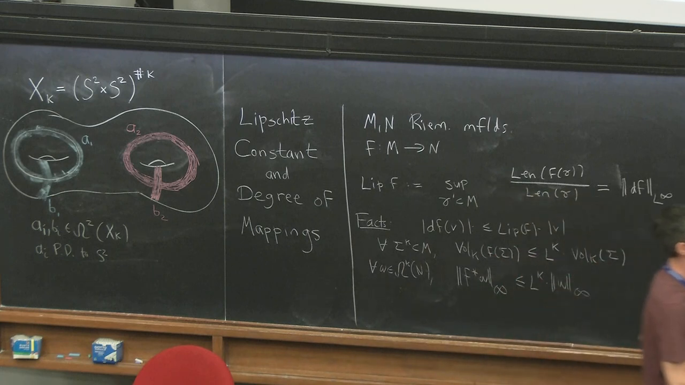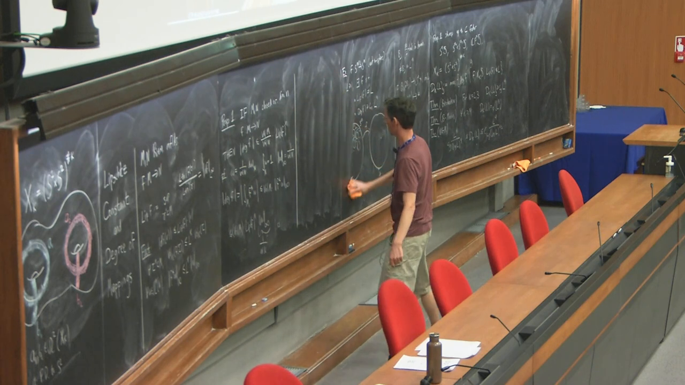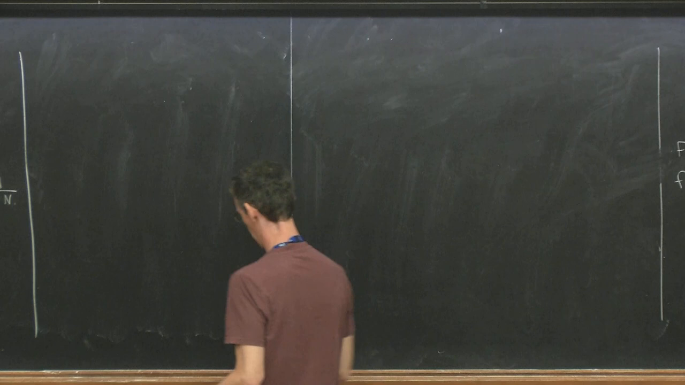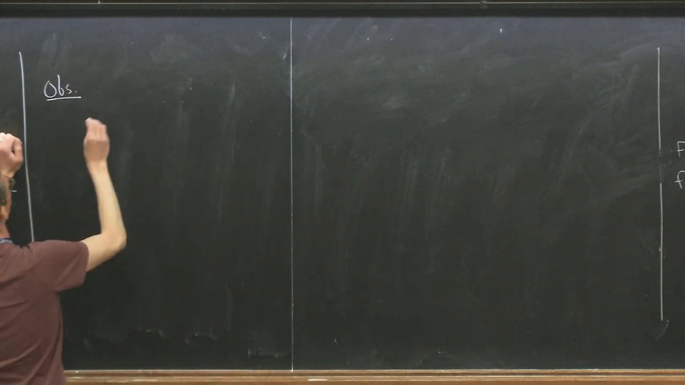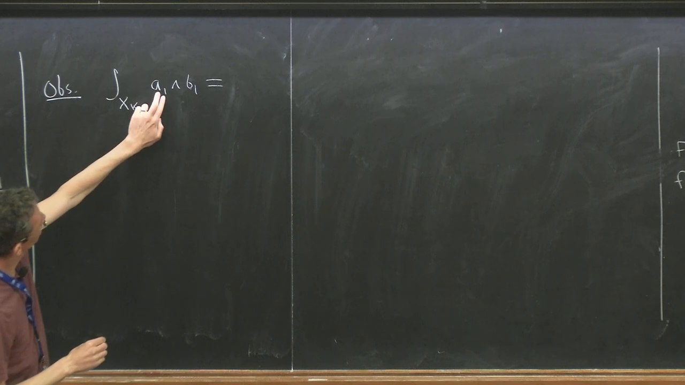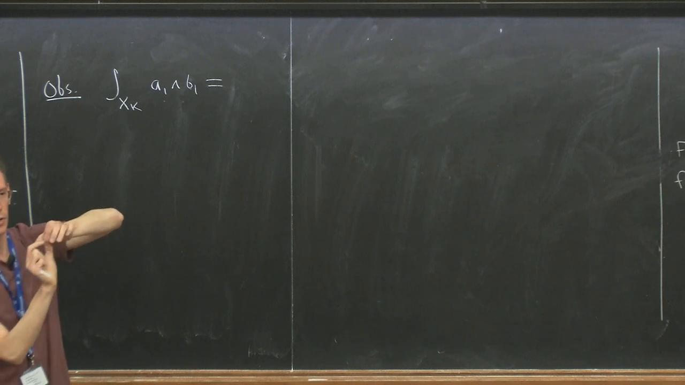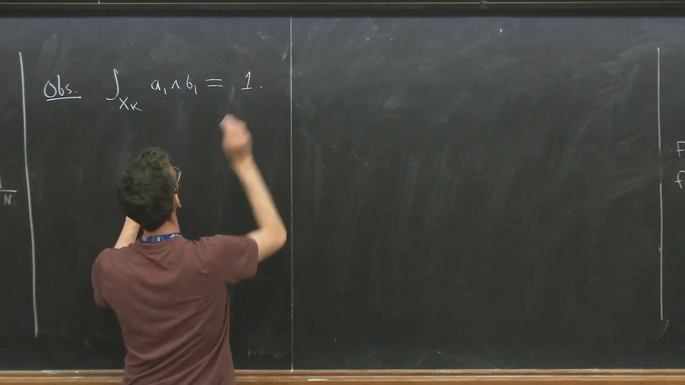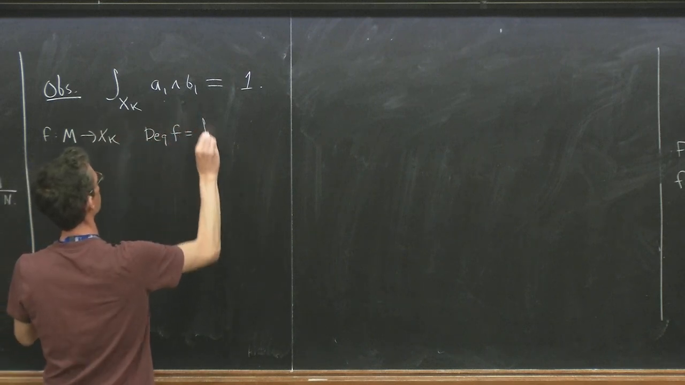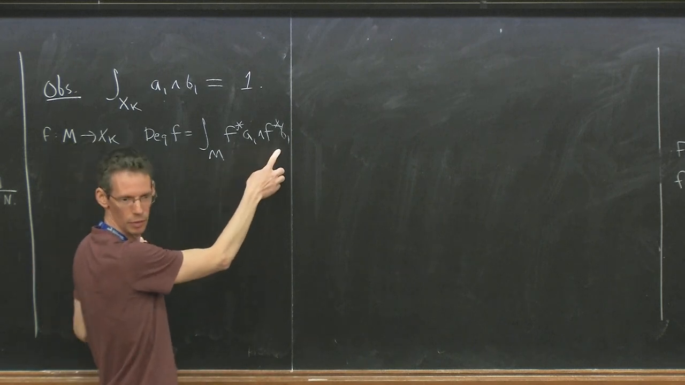OK, so I'm going to go over here, I think, and I'm going to explain our plan. I'll start with an observation. If I take the integral on X_k of A1 wedge B1, what do I get? Well, this was Poincaré dual to an S2. That was Poincaré dual to another S2. So the wedge product is Poincaré dual to their intersection, which is a point. So this integral is 1. And therefore, if I have a map from anybody to X_k, then the degree of the map is the integral over the domain of the pullback of A1 wedge the pullback of B1. So we're going to try to study that thing.